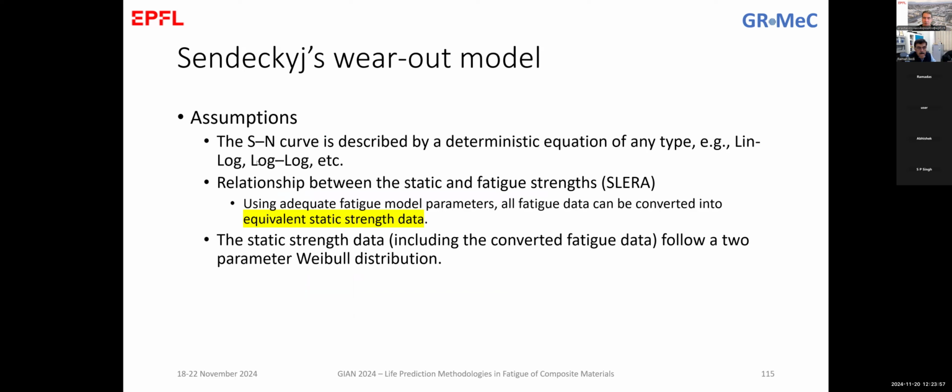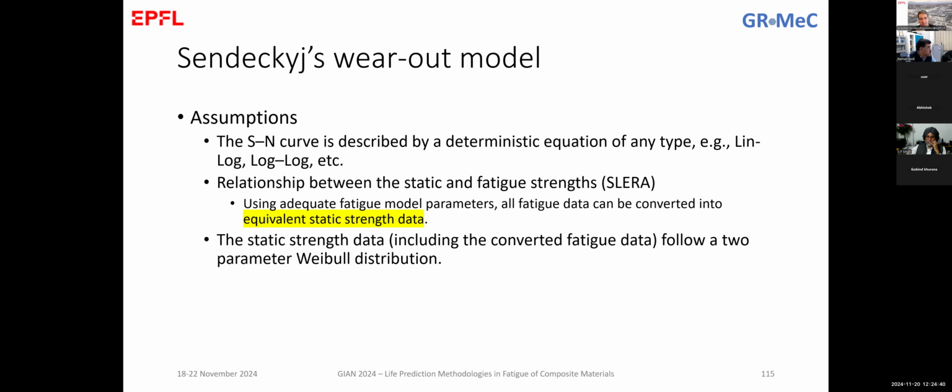Again, logarithmic plot or linear, any type of equation, but it should be deterministic. In this case, we use the power law, so the log equations. The strength-life equal rank assumption, as we said before, and the static strength data that are used follow again a two-parameter Weibull distribution, as we know that this is correct. What is important here to confirm is that the static strength data that are used are estimated at loading rates relevant to the loading rates that we have in fatigue.